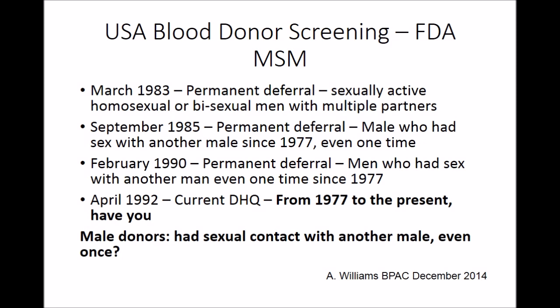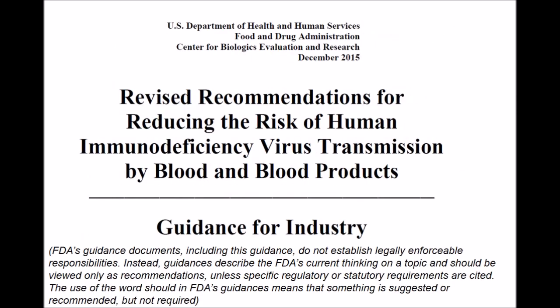So you first had the permanent deferral involving sexually active or bisexual men with multiple partners. This then went to a more rigorous process in relation to even one sexual encounter, and this then progressed, in terms, I think, just of vocabulary between male and men, and was incorporated into the current donor history questionnaire to include any affirmative answer to the question: from 1977 to the present, have you, male donors, had sexual contact with another male even once? So you will see that further on I will refer to MSM 77, and that's what we mean.